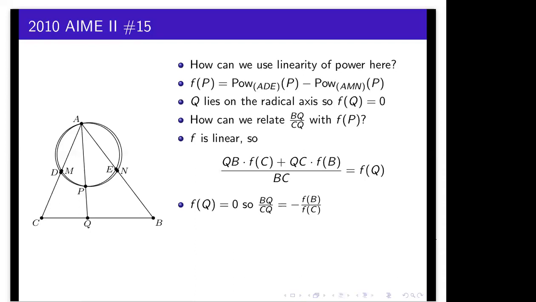So if we want f of B, for example, we want to know the power of B with respect to ADE and the power of B with respect to AMN. So let's compute the quantities BN and BE. So can we do that? Remember, ACB is a 13, 14, 15. Oh yeah, and just type in the chat if I'm going a bit too fast.